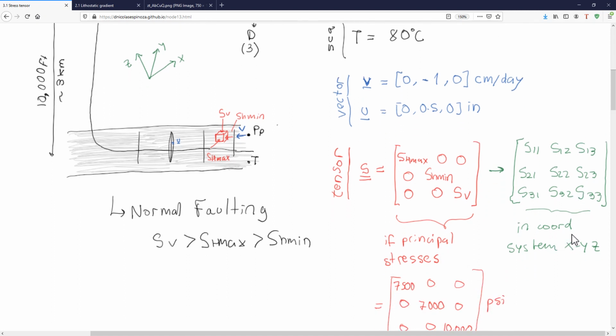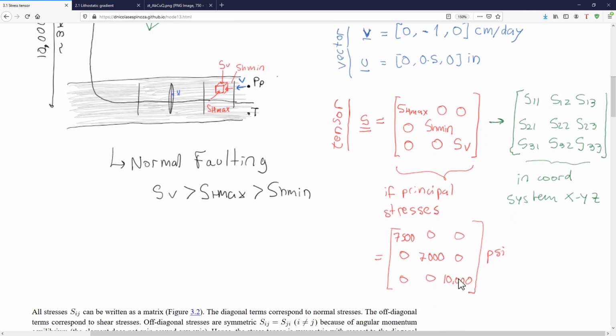Let's come back to the principal stress case. When I am in the coordinate system of principal stresses, I have no shear stresses, and we'll see the physical interpretation of that in a minute, and just the diagonal elements are non-zero values. And these are what we call the principal stresses.